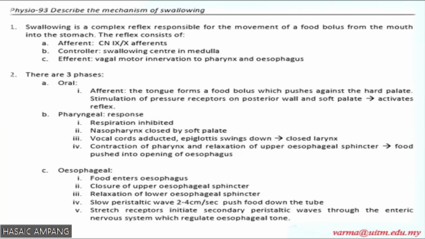Okay, again, the floor has done the homework for us. Please go and read. So you have to mention this part, the afferent, controller, and efferent. This is your opening. Then you have to mention this phase. You can make it simpler.